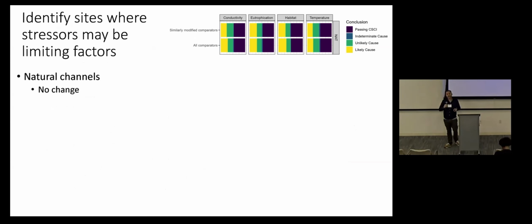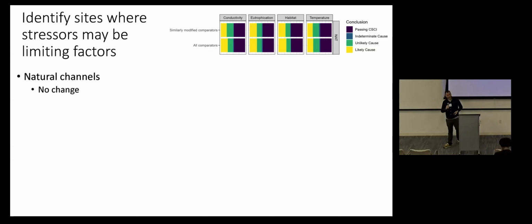And so let me walk you through some analyses where we have these side-by-side results. You see results for similarly modified comparators versus all comparators. And I'm showing you just the natural channels to start. And there's really no difference. When you restrict your comparators to other natural channels, you get the exact same answer.